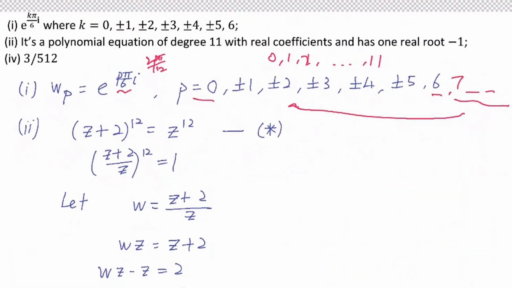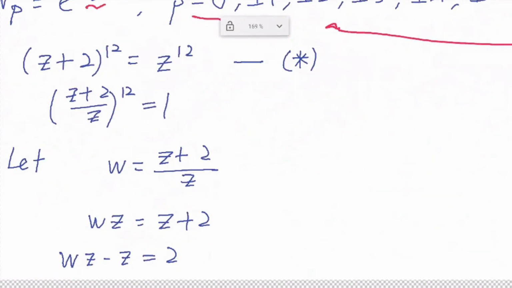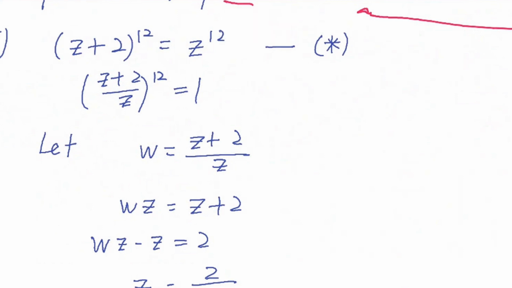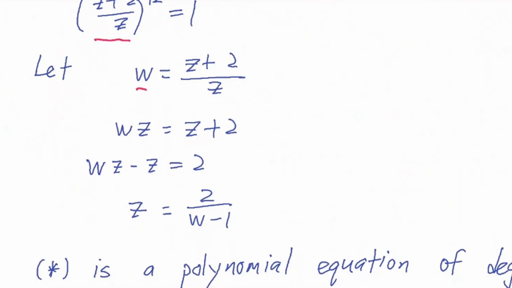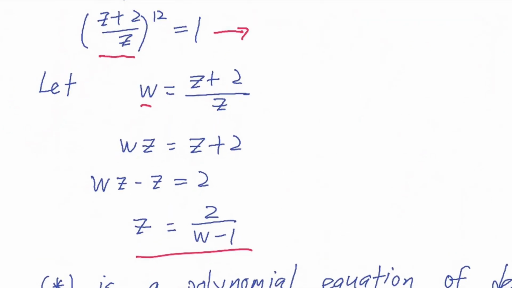From there, the equation z plus 2 to the power 12 equals z to the power 12, we can move the z to the power 12 to the bottom. When we let this number inside be the w here, we are able to express z in terms of w. So what we want to solve is, if you let this be w, we are solving for w to the power 12 equals 1, which is why we solved it in the earlier part.